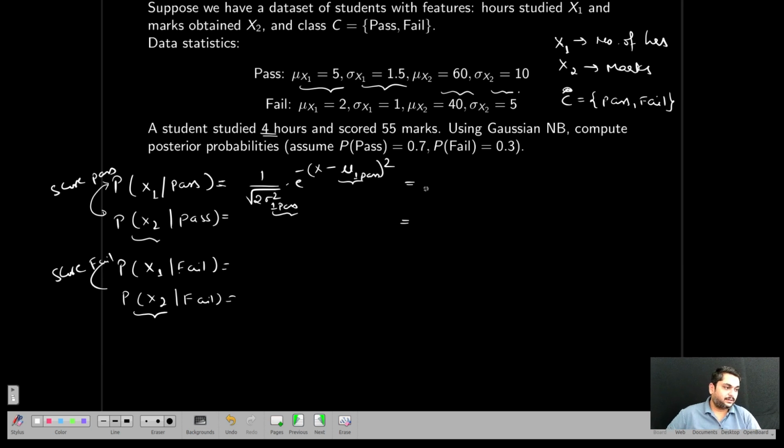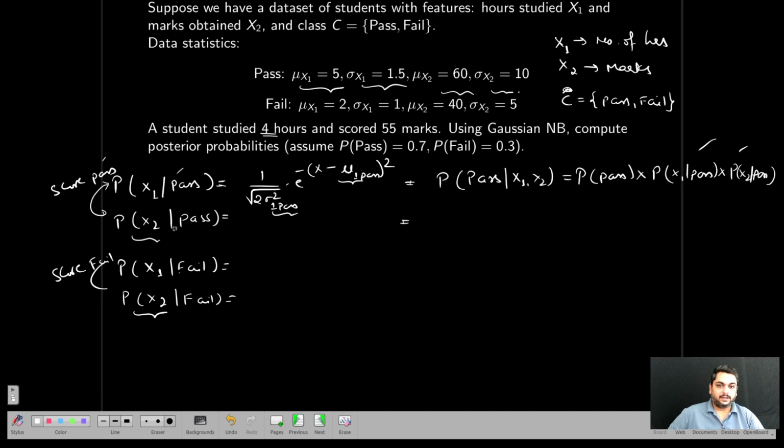If you calculate that, you'll get some probability values. I have not calculated them here. How will you calculate the final scores? The final score is P of pass given x1 comma x2. There are two variables, or two features. So this will be the probability of the pass class into the probability of x1 given pass into the probability of x2 given pass. These two values you calculate first. Then you plug them in. P of pass is already given. This will give you the score for the pass class.